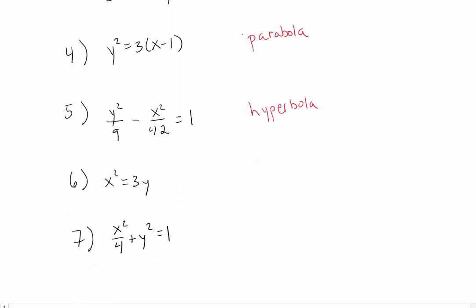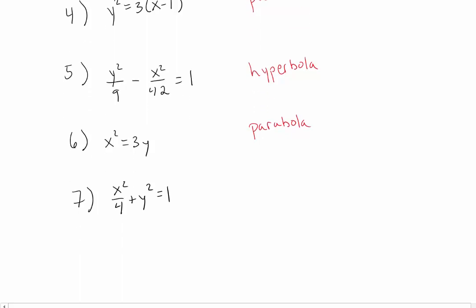Number 6. One of the variables is squared, x in this case. One of them is not. It's just y. That's a parabola. And last one, both are squared, and there's a plus in the middle, so that tells me I'm either looking at a circle or an ellipse. And x squared is over 4, but y squared is over 1. Those are different numbers, so that is an ellipse.